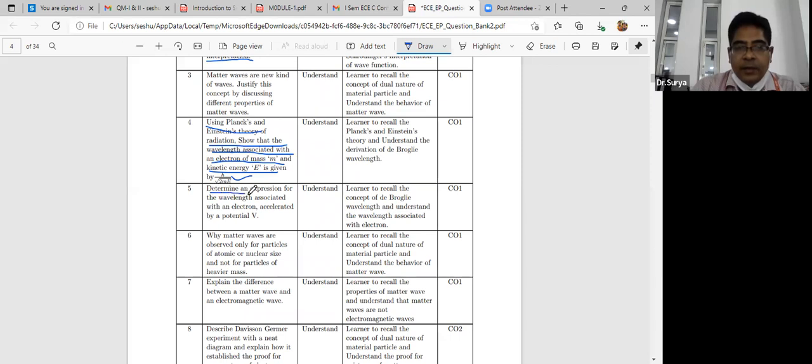Next, determine an expression for the wavelength associated with an electron accelerated by potential V. So this is also one more important question, and it is interlinked with that one.